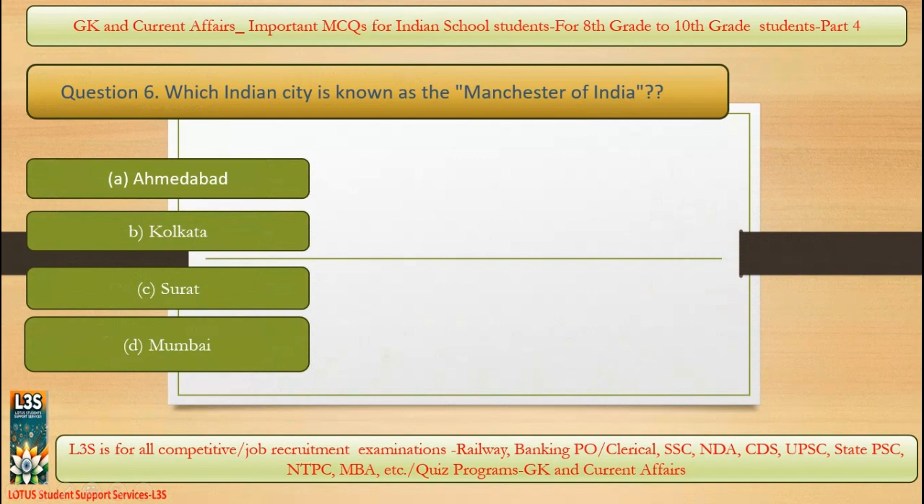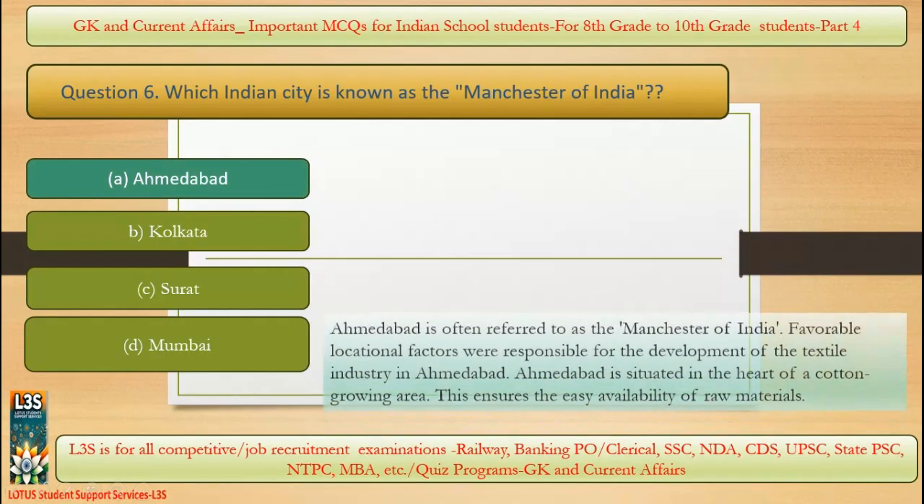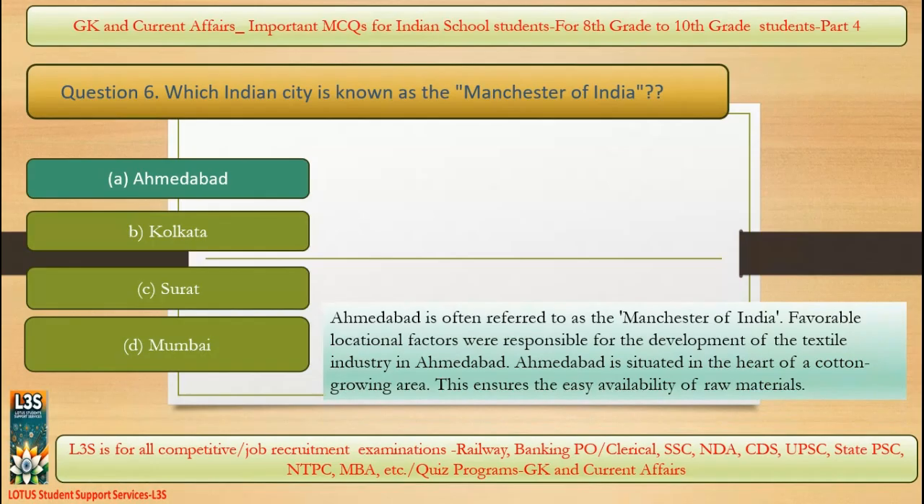Which Indian city is known as the Manchester of India? And the right option here is A, Ahmedabad. Ahmedabad is known as Manchester of India because favorable location factors were responsible for the development of the textile industry in Ahmedabad, and it is situated in the heart of a cotton growing area, and it ensures the easy availability of raw materials.